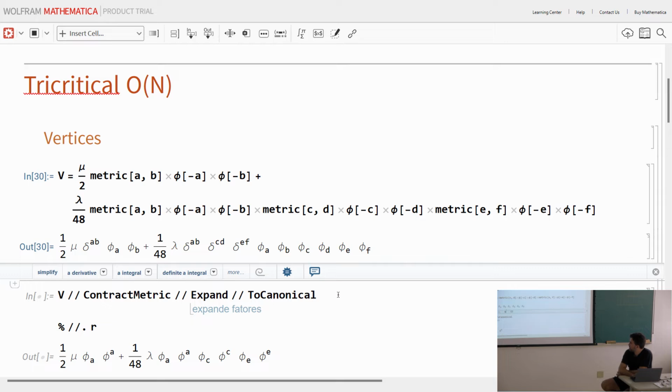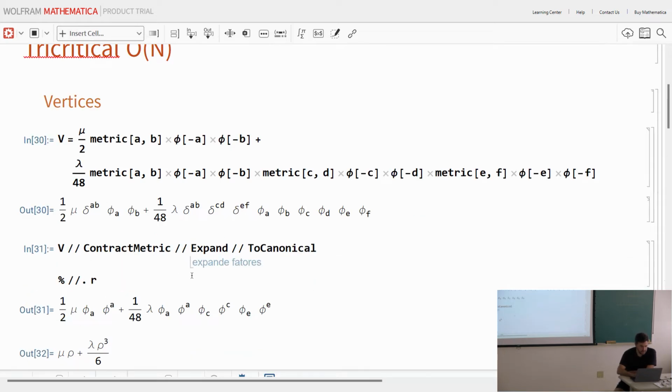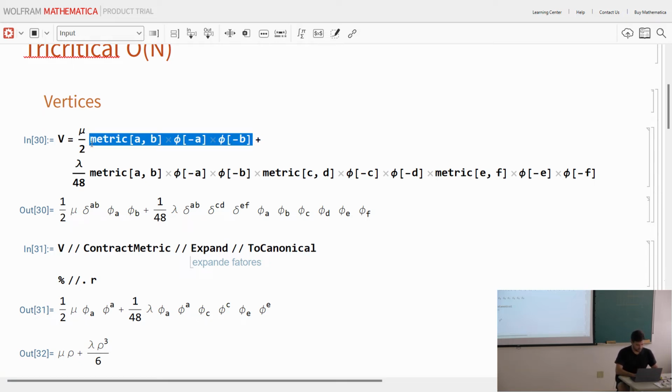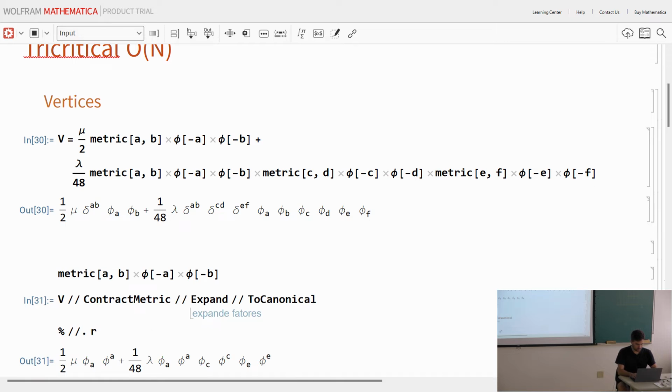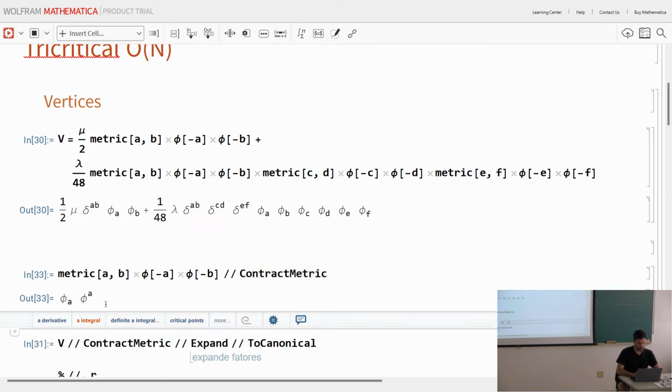So you can see, for example, that I can use the command contract metric. This command will contract this, and so we'll take, for example, let me just show you some, Control G, this is if I do, where is it? Wait. If I do contract metric here, you see, no, wait. This will just do this kind of manipulation.